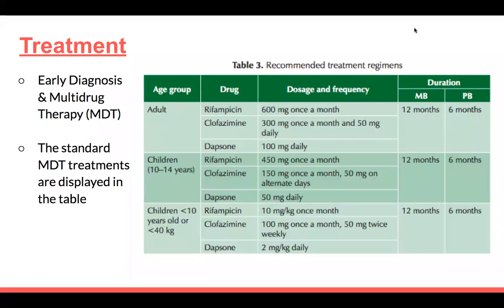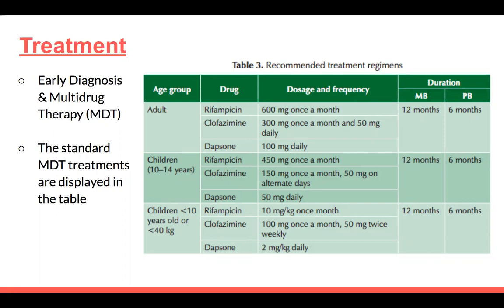The key strategies for reducing the burden of leprosy caused by Mycobacterium leprae include 1, early diagnosis, and 2, MDT or multi-drug therapy. The MDT or multi-drug therapies are outlined in the table on the slide. This table is broken down into 3 age groups: adults, children ages 10 to 14, and children under the age of 10. For each age group, the antibiotics remain the same, including rifampicin, clofazimine, and dapsone. Rifampicin and clofazimine are dosed once per month, and the dapsone is taken daily. The doses vary per age group.